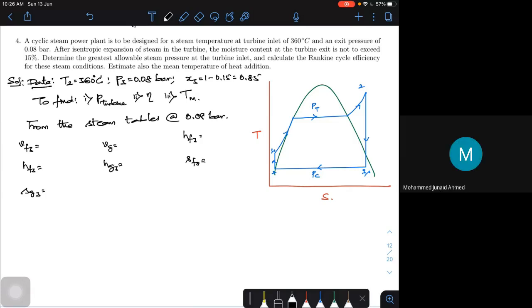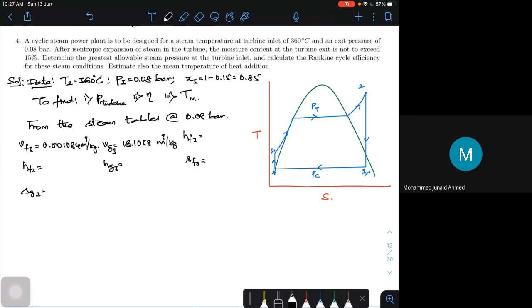Sir, VF3 is 0.001084. Okay, VG? 18.1038. 1038 meter cube per kg.